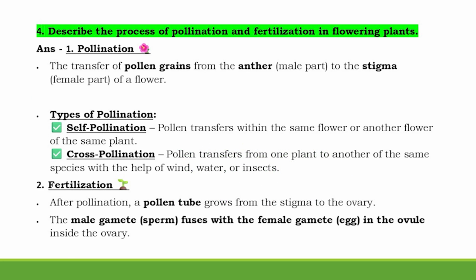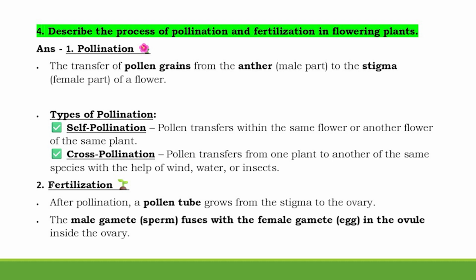Four. Describe the process of pollination and fertilization in flowering plants. Answer 1. Pollination. The transfer of pollen grains from the anther, male part, to the stigma, female part, of a flower. Types of pollination. Self-pollination. Pollen transfers within the same flower or another flower of the same plant. Cross-pollination. Pollen transfers from one plant to another of the same species with the help of wind, water, or insects.